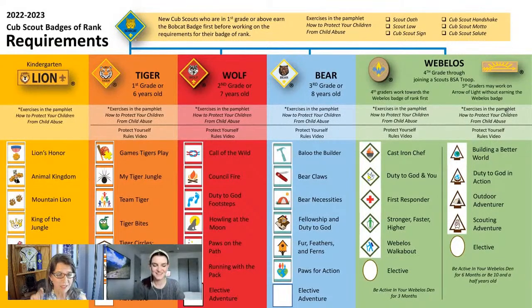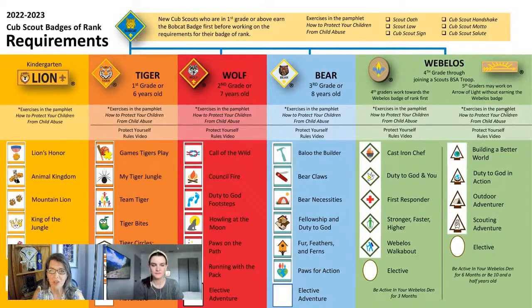So if they're joining in as a fourth grader, they haven't done Bobcat yet. So they still need to do Bobcat first. That little blue bar applies to wherever they join. That's the first thing they do. If they haven't, then you would go over the youth protection, protecting children from child abuse pamphlet.